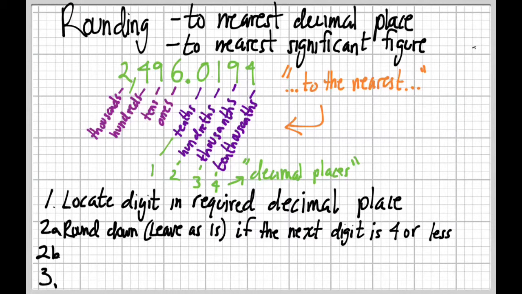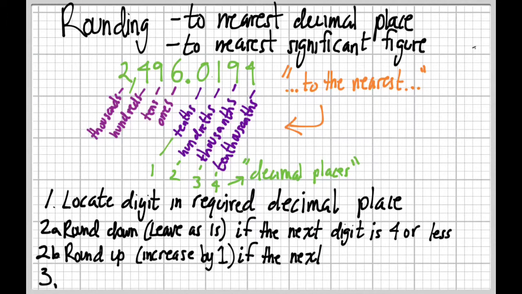Okay? Or, alternatively, we would round it up, which means move it up by 1, if the next digit is 5 or more. So if we wanted to round this to the nearest hundredths place, or the second decimal place, 2 decimal places, we look over here and the next digit is more than 5. If it was 5, 6, 7, 8, or 9, then we increase this by 1. So this would actually become a 2. Okay? This one would become a 2.